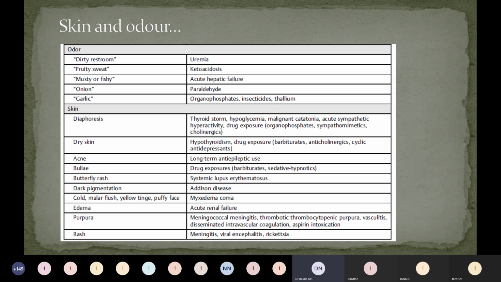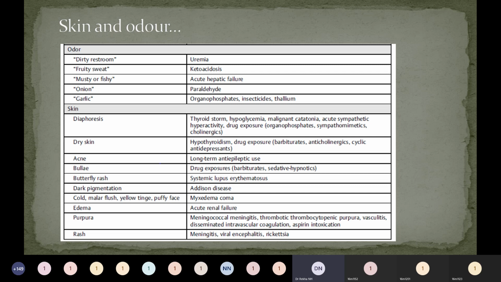Presence of dry skin, coarse dry skin, is a clue to hypothyroidism. Then the presence of acne over the face can be secondary to phenytoin, that is anti-epileptic consumption. And sometimes there may be bulla over the skin, from drug exposures, commonly barbiturates. The presence of a butterfly rash suggests systemic lupus erythematosus, and dark pigmentation over the lips and the sun-exposed areas is suggestive of Addison's disease.